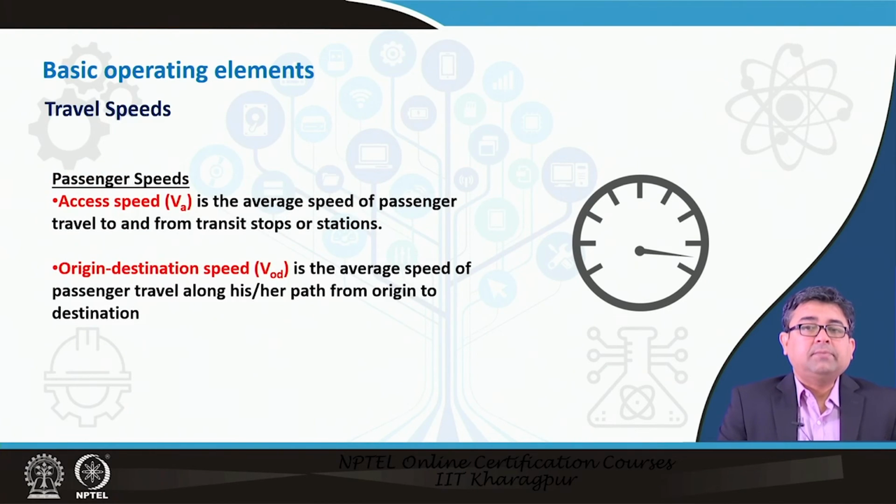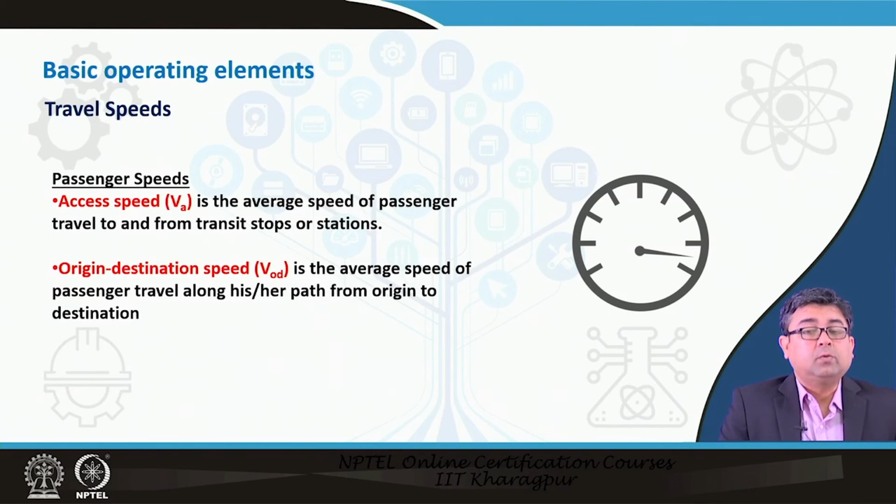Lastly, the other type of speed that has to be considered is the passenger speed. Now, just as with passenger travel time, there are different aspects of passenger speeds as well. So, access speed. Access speed is the average speed of a passenger traveling to and from transit stops or stations. Just as there is travel time involved in accessing a transit stop from, say, your home or your college to the transit station, similarly there is speed involved.